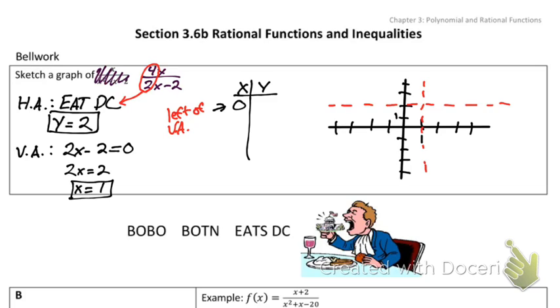And when I plug 0 in, we'd have 0 on top, which means it would just be 0, right? I don't even need to plug in the bottom. You can. We have 0 over -2, which is still 0. So we're going to get out 0. So let's plot that point 0, 0.